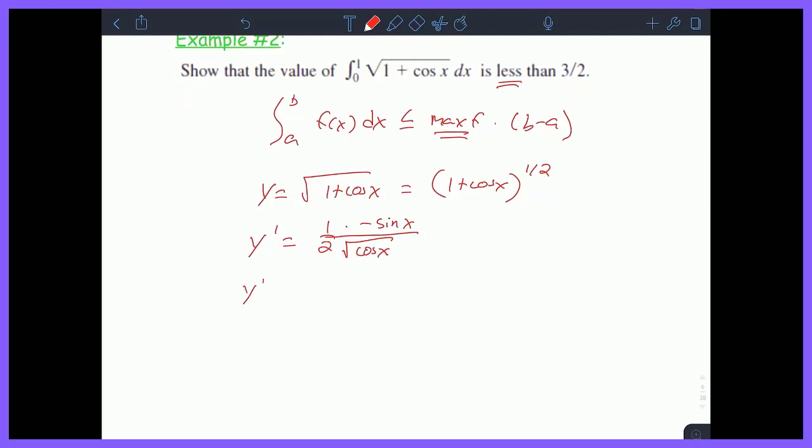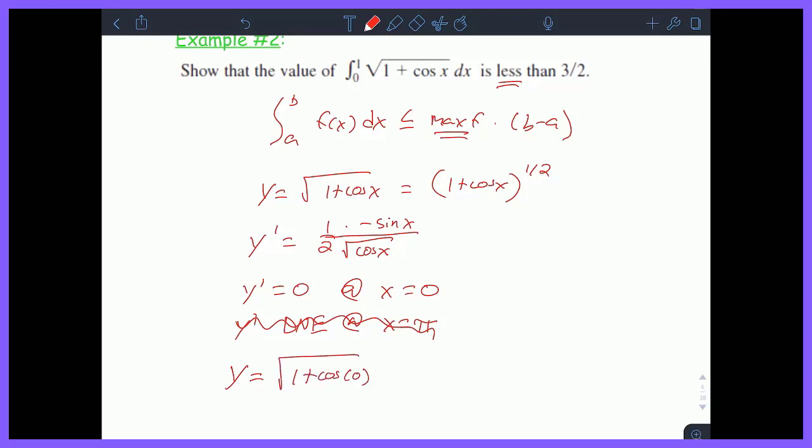I know the derivative is going to equal 0 at x equals 0. And I know the derivative will not exist at x equals pi, because the denominator would be 0. But since I'm working from 0 to 1, I can just exclude this altogether. So I know that x is going to be 0. If I plug 0 into my original, I want the y value. 1 plus cosine of 0 is going to be the square root of 1 plus 1, which is the square root of 2. And I know that to be approximately 1.414.